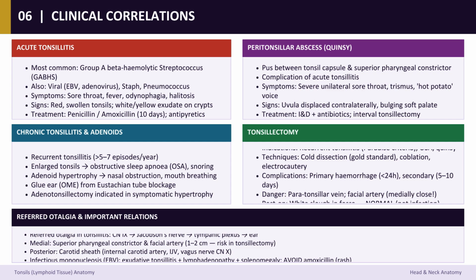Infectious mononucleosis caused by the Epstein-Barr virus: exudative tonsillitis, lymphadenopathy plus splenomegaly. Avoid amoxicillin. Remember, in infectious mononucleosis, we don't give amoxicillin to the patient because it causes rash.